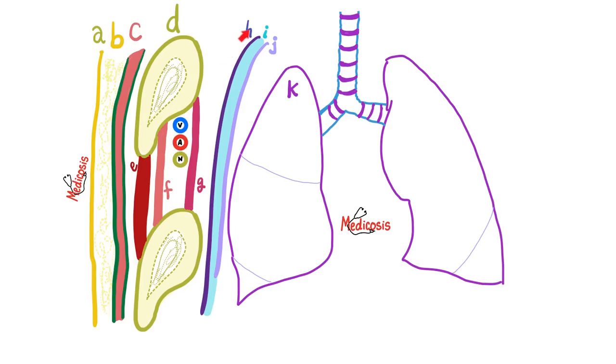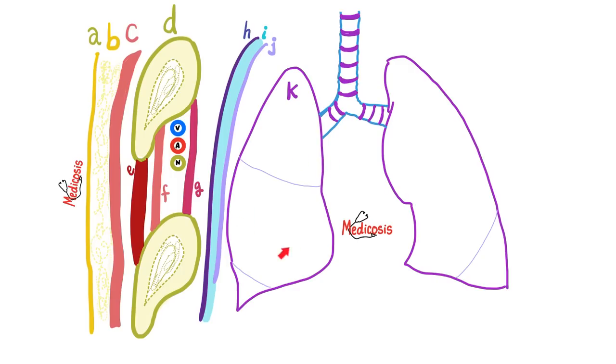Then H is the parietal pleura. J is the visceral pleura. Between them, I is the pleural space or the pleural cavity filled with pleural fluid. Question: is this a serous fluid or a mucinous fluid? If you know, comment below. And K is the lung. These are the layers. You have to know them by heart in order to delight my chest. Pun intended. Please take a moment to pause the video and review them again.